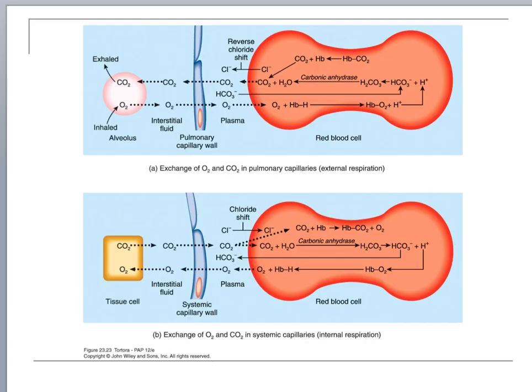But how does it work? Here's a figure we're going to spend a great deal of time working on. And what happens is, of course, you actually create this thing that's called a chloride shift, where we have to maintain a charge across the membrane of the cell, across the membrane and inside the cell as well. Okay? But take a look.